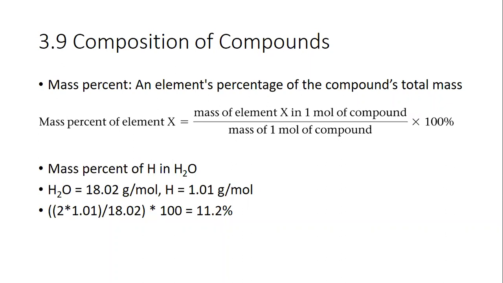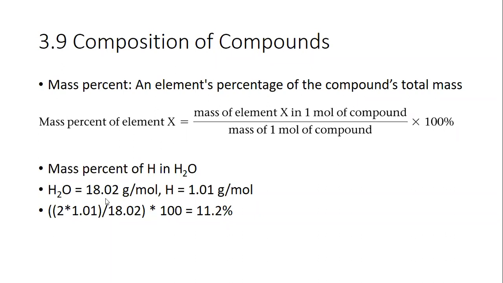So what I mean by that is, in this example here, we have H2O. And I'm asking, what percent of the mass of H2O is made out of hydrogen? Well, to do that, we use the equation shown here. Mass percent of element X equals the mass of that element in 1 mole of the compound, divided by the mass of 1 mole of that compound, multiplied by 100%.